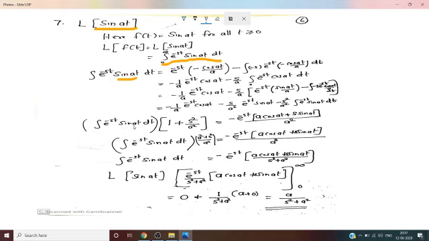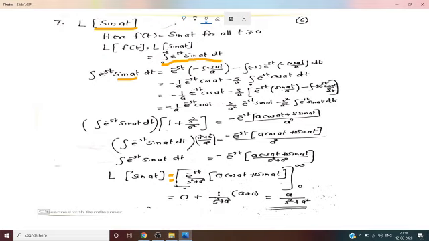That is integral e raised to minus st into sin a t dt into 1 plus s square by a square equal to e raised to minus st by a square, which is the common factor, into a cos a t plus s sin a t. Then simplifying, we get L of sin a t equal to 1 by s square plus a square into a plus 0.